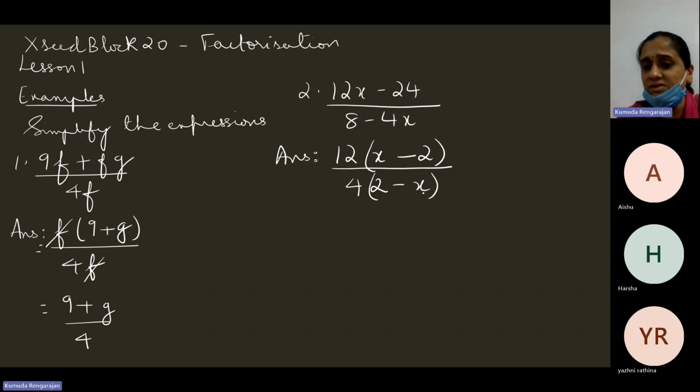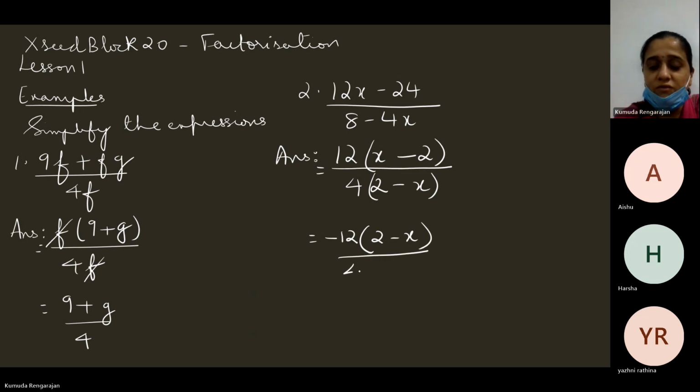x minus 2 is not the same as 2 minus x. x plus 2 and 2 plus x are the same, but x minus 2 and 2 minus x are different. So what you have to do is, in the numerator, it's plus 12. Write it as minus 12, and in the bracket write x minus 2 as 2 minus x, over 4 into 2 minus x.